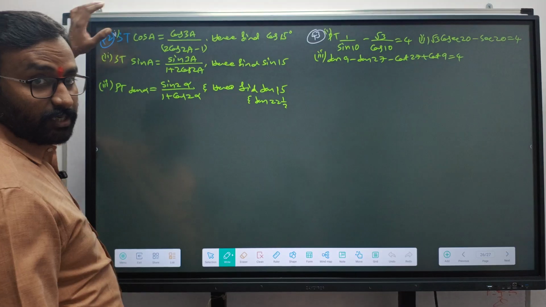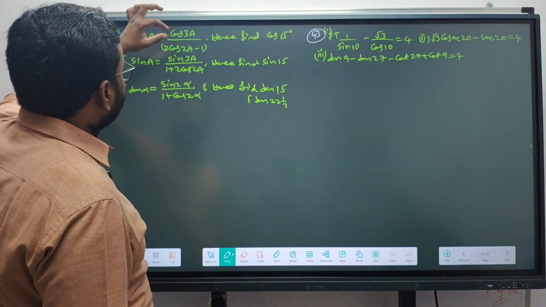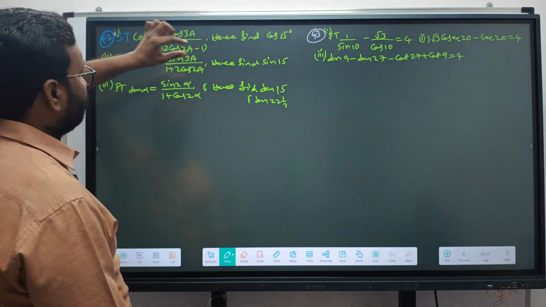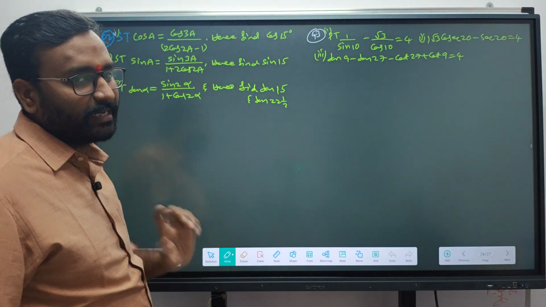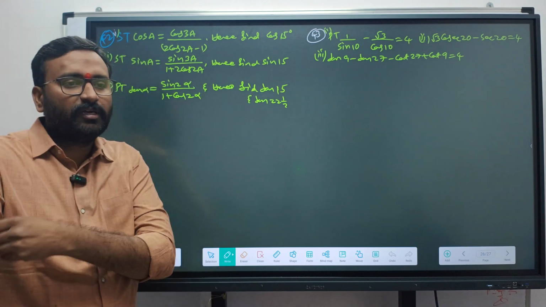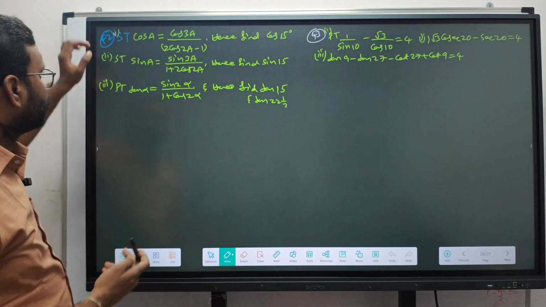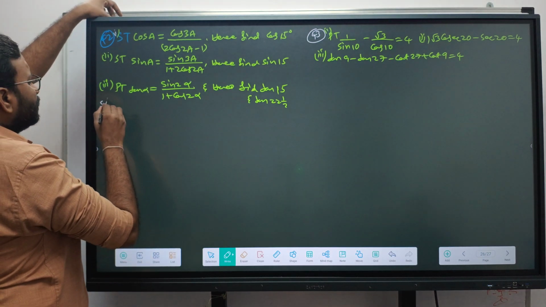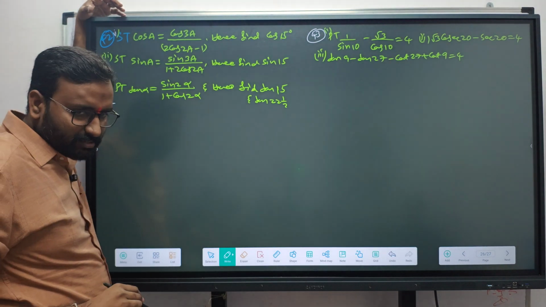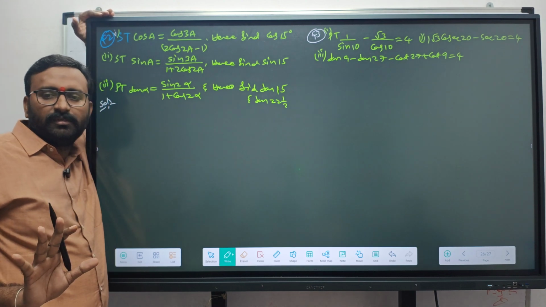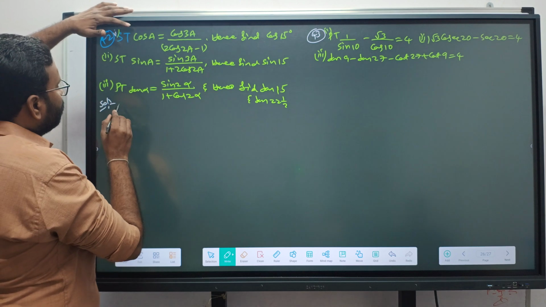Next, come to the continuation. Given cos 3A by 2 cos 2A minus 1 equals cos A, hence find cos 15, similarly find sin 15, tan 15, tan 22 and a half. Actually you can solve this yourself, but I will do one question. All are similar, and just by common sense and a grip on trigonometry we can solve. What is the first question?